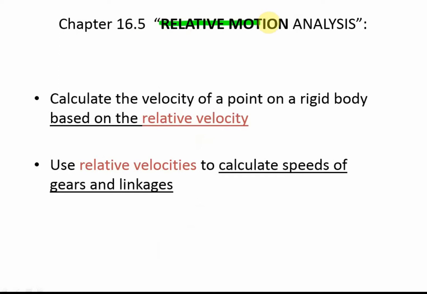We want to do the relative motion analysis. Relative motion analysis is a tool to help us get the velocity and acceleration of points on a rigid body based on a relative velocity and a relative acceleration. And let's start with an example.